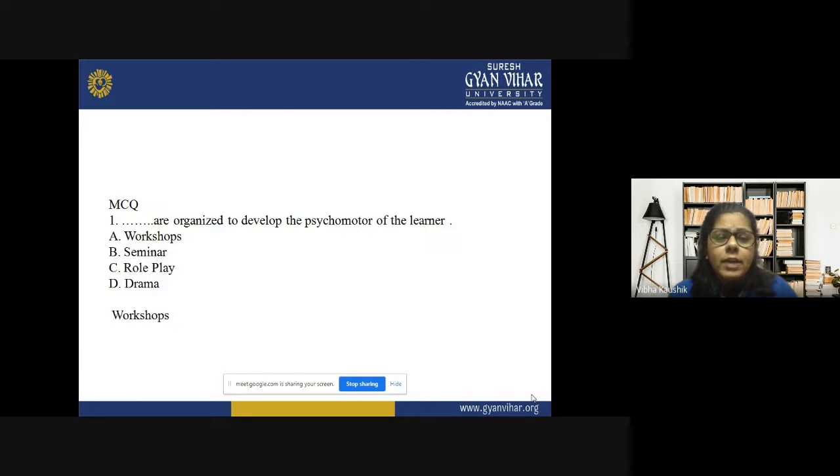The first one is: dash are organized to develop the psychomotor aspects of the learner. Now the options are: A. Workshop; B. Seminar; C. Role play; or D. Drama. So these are the options, and you have to select the correct one. And the correct one is option A, that is workshop. So we are organizing a workshop so that psychomotor development of the learner can be possible.